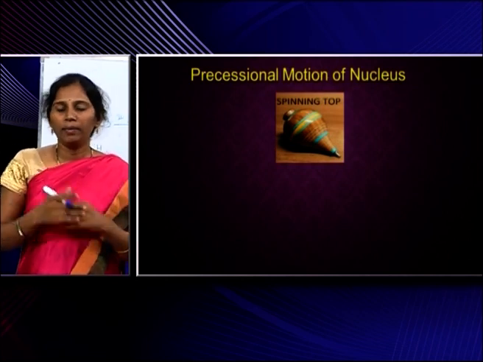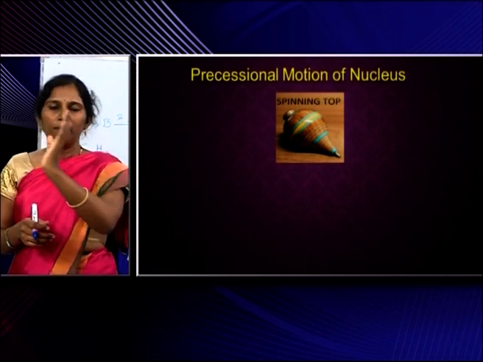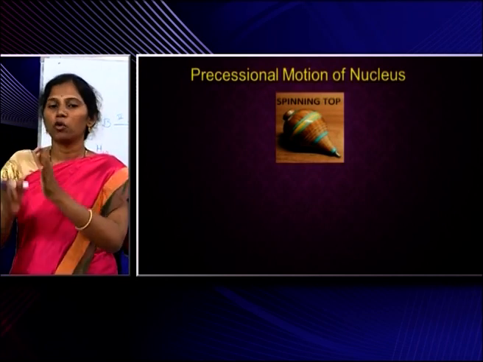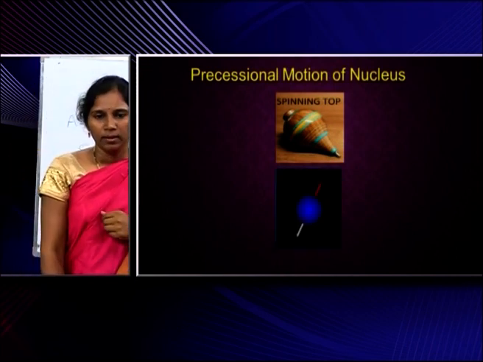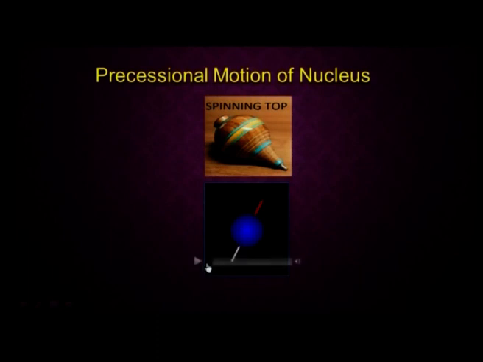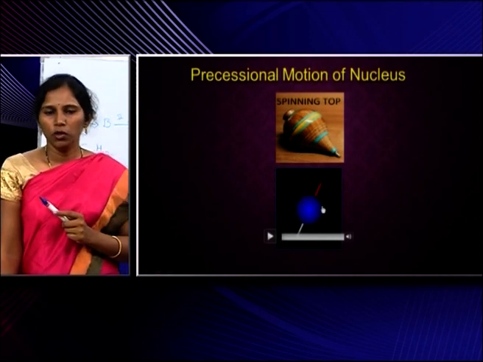Why I am telling this means, similar type of motion we will observe in case of nucleus also when it is kept in the external magnetic field. See here, that is the precessional motion of nucleus around itself as well as around the direction of the magnetic field. Like that, there exists precessional motion in nuclei.